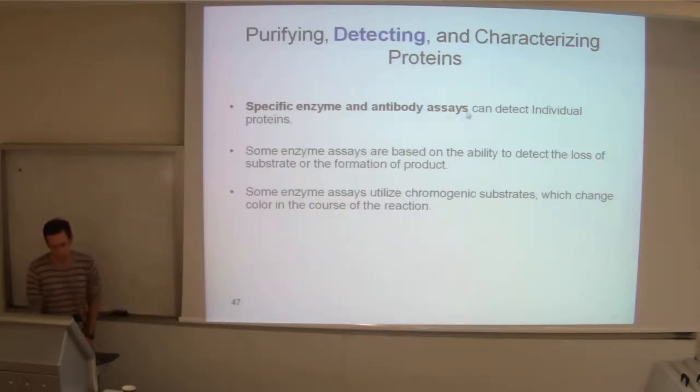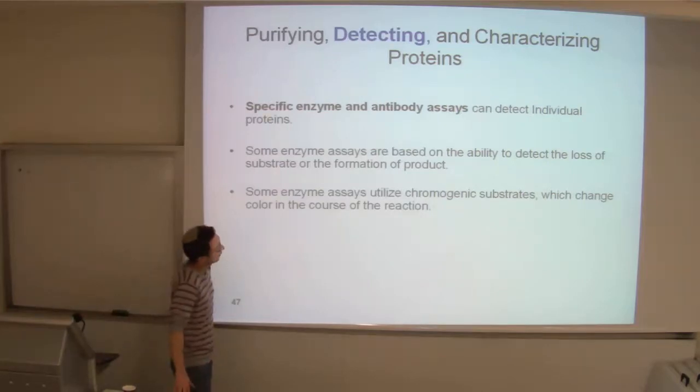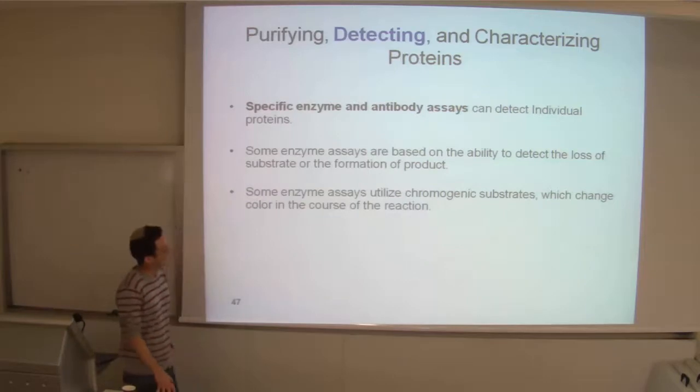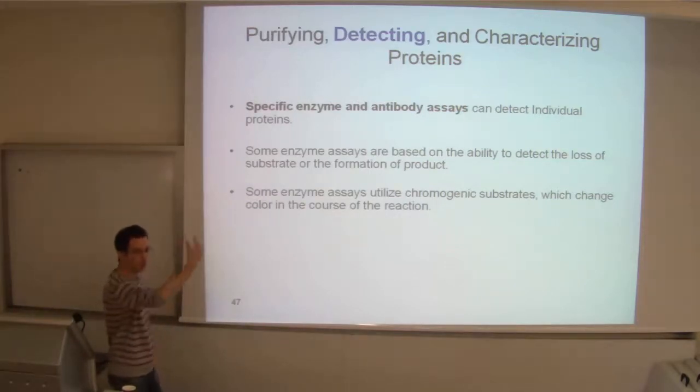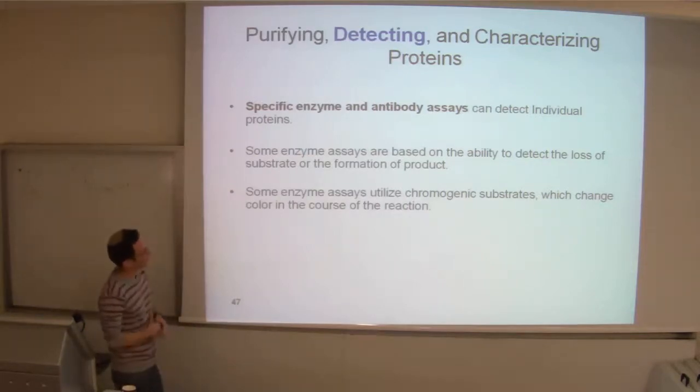So there are specific enzyme and antibody assays that can detect individual proteins. Sometimes enzyme assays are based on measuring either the loss of the reactant or the gain of the product, when what you measure is the amount of an enzyme. So if we are looking for the amount of an enzyme which promotes this chemical reaction, these are the reactants, and these are the products. We can either measure how fast the products are formed or how fast the reactants break down. And again, the higher the enzyme concentration, the faster this reaction will take place.